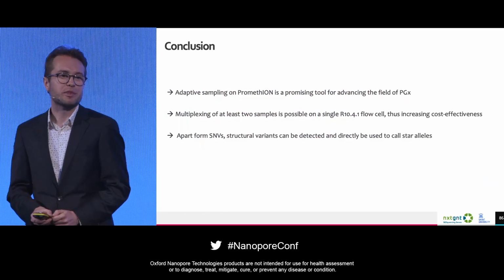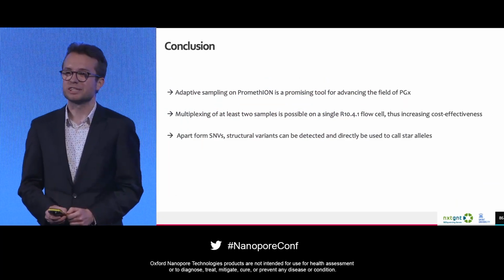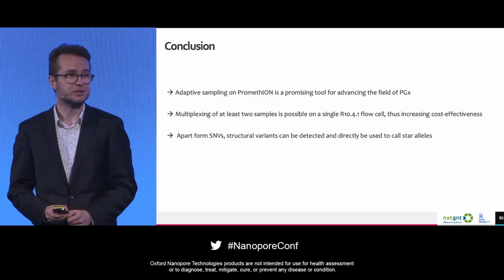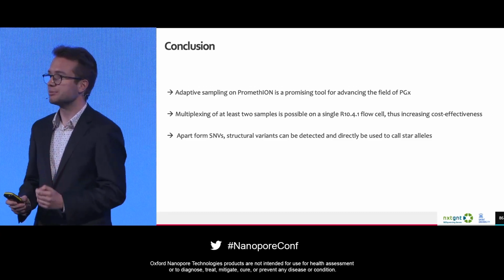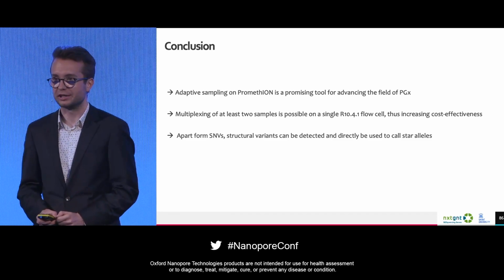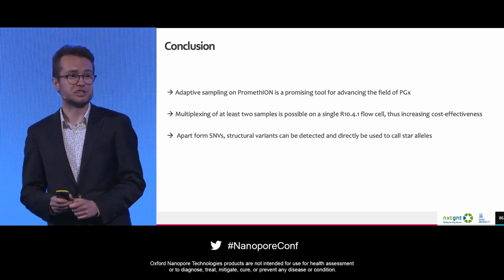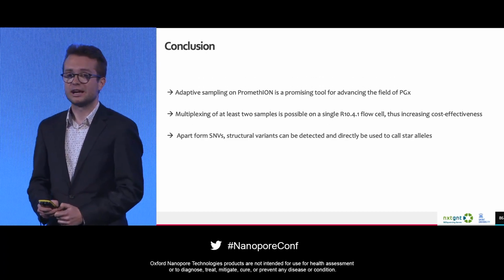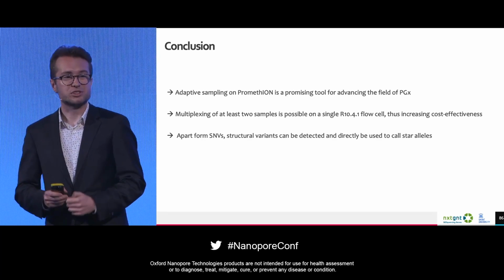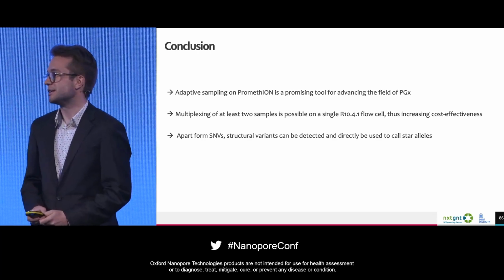To conclude, I believe that adaptive sampling is a promising tool for further pharmacogenomics research, especially if we can multiplex multiple samples on a single flow cell. In addition, I believe that the structural variant information that we can find with the long reads from Nanopore will help us to even tailor a patient's drug regimen better.